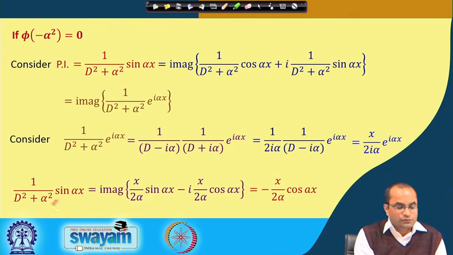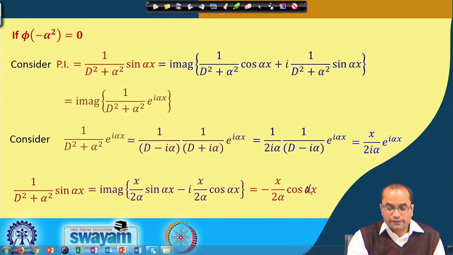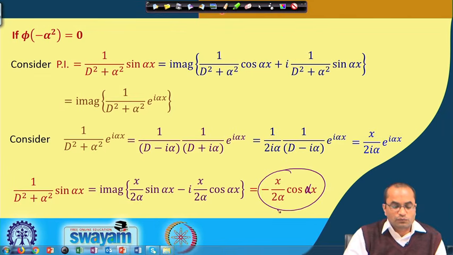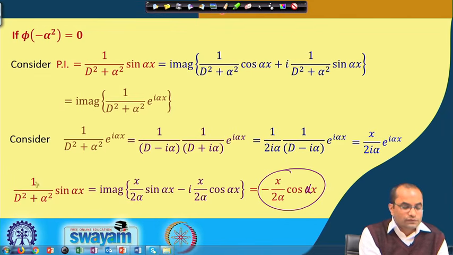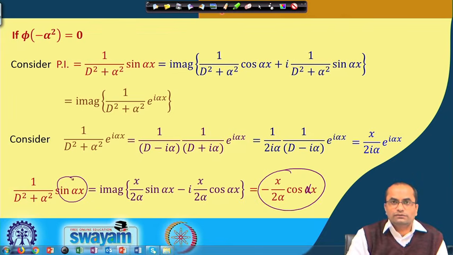So, here x over 2 alpha, and the cos sign will be taken as cos alpha x, where this is alpha. So, the cos alpha x and the minus x over 2 alpha term will come out of this. Just to remember, 1 over d is an inverse operator. So, the integral of this sin will be the cos with the minus sign, and the x over 2 alpha factor will come.